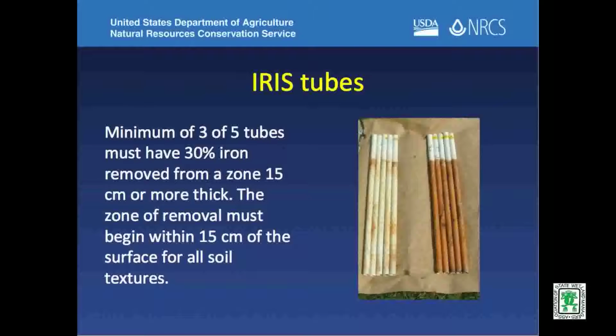The nice thing about iris tubes is you can put them in before the water tables come up and then take them out when the water tables drop. All the other methods of proving that you have anaerobic conditions in the soil, you actually have to go out weekly to take measurements so that you can show that anaerobic conditions are occurring over a 14-day period.